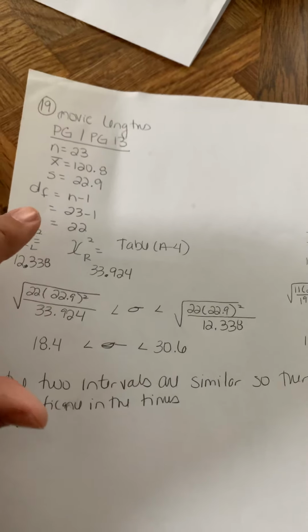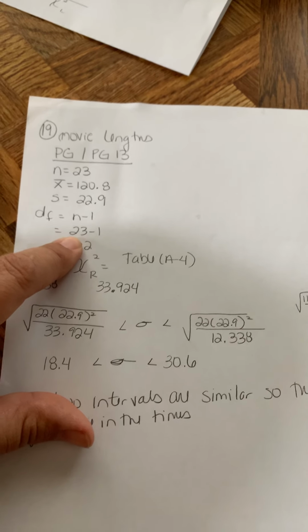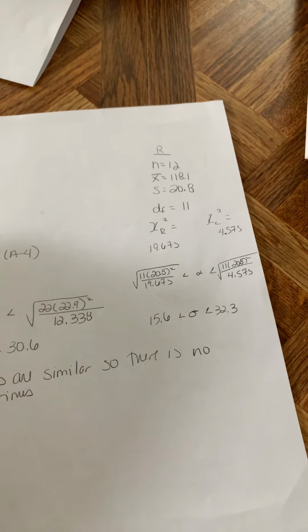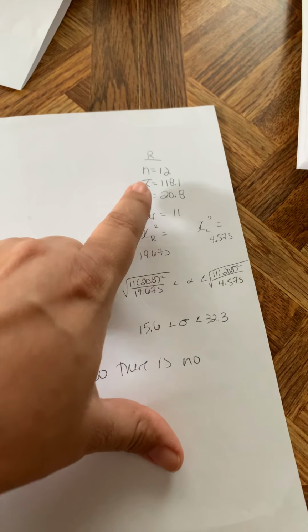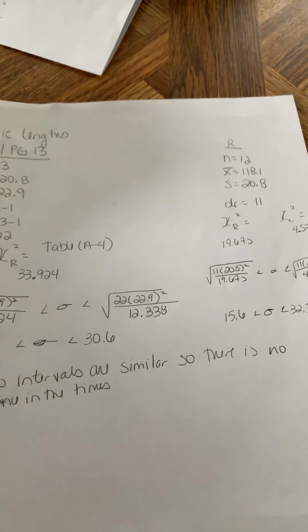Okay, degree of freedom, see that DF? That means degree of freedom. That's where I took the n minus 1. So I took 23 minus 1 and got 22. Did the same thing on this side: I took 12 minus 1 and got 11. So now I'm finding my chi right and my chi left from the table.